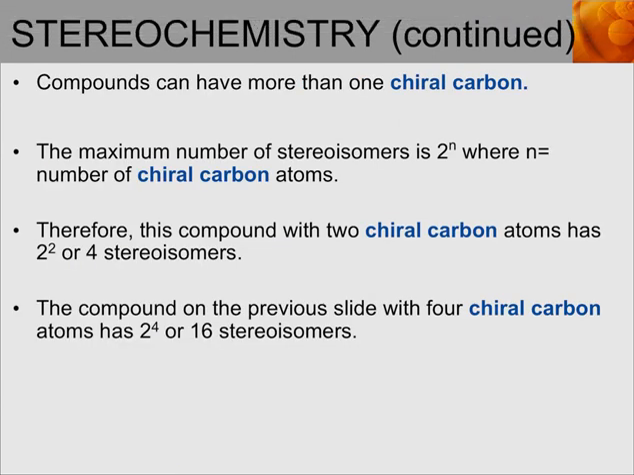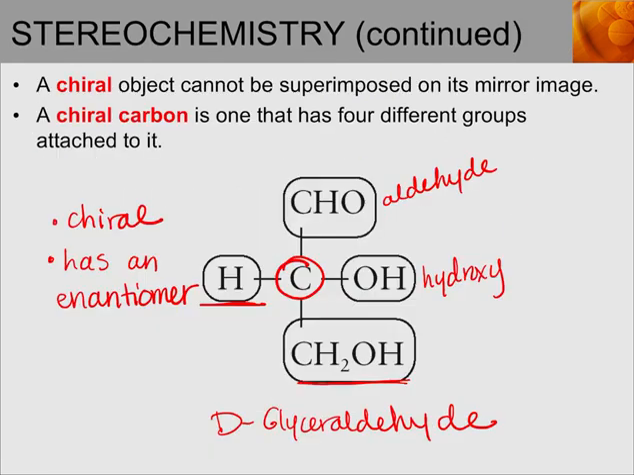Okay. So again, like we just saw, compounds can have more than 1 chiral carbon. So then that begs the question, well, is there a stereoisomer or enantiomer for every single chiral carbon in a molecule? The answer is yes. So the maximum number of stereoisomers that a molecule can have is 2 to the n, where n is equal to the number of chiral carbon atoms.